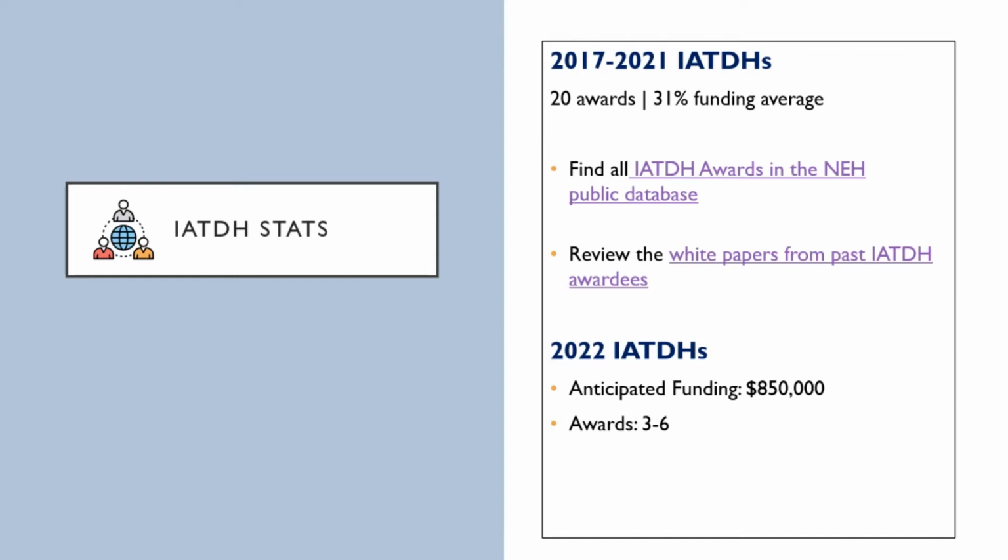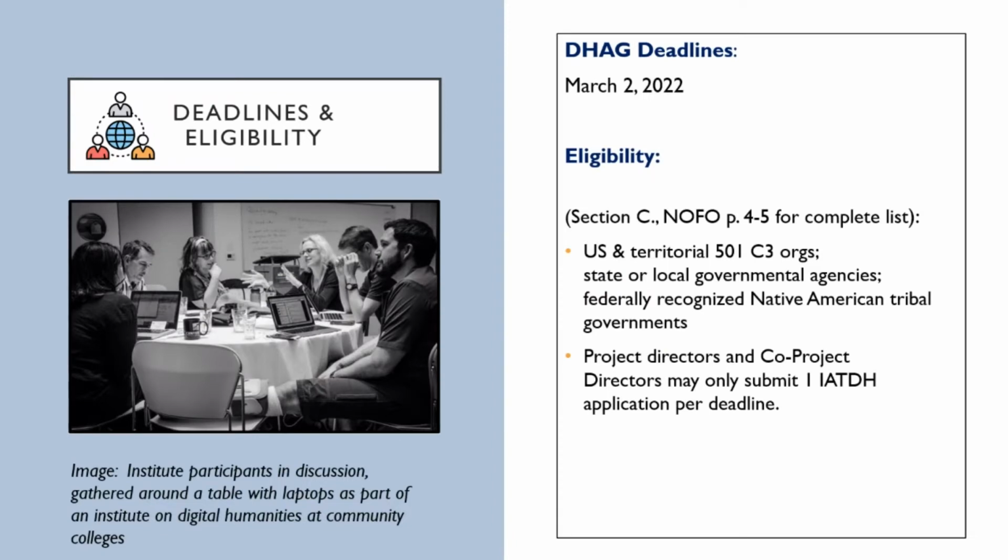Now for the upcoming 2022 competition, our anticipated funding level is approximately $850,000, and we hope to make between 3 to 6 awards. Now speaking of deadlines, this program has one deadline per year, and in 2022 it will be March 2nd, 2022.